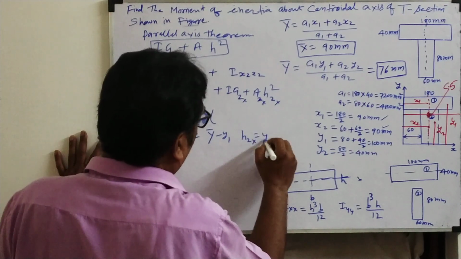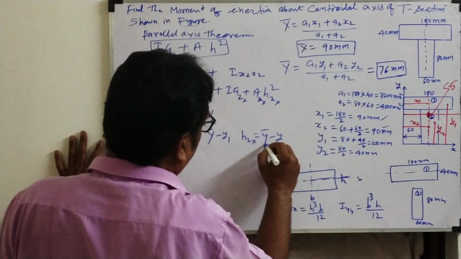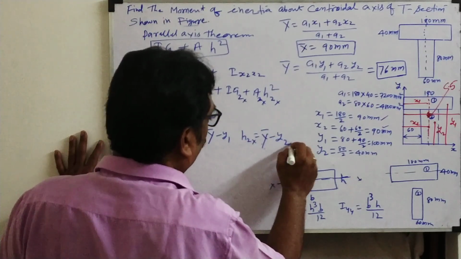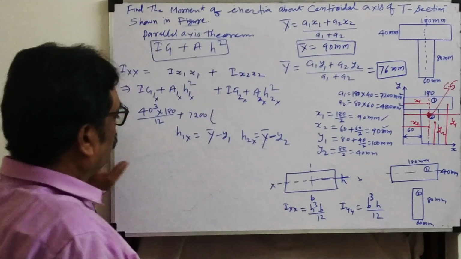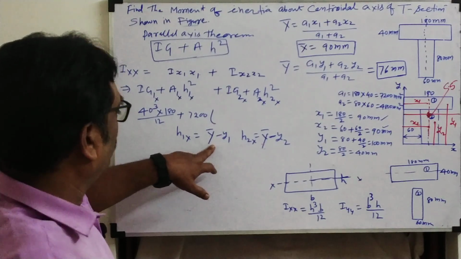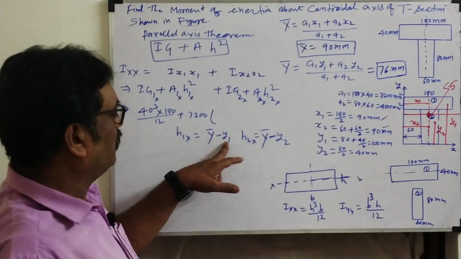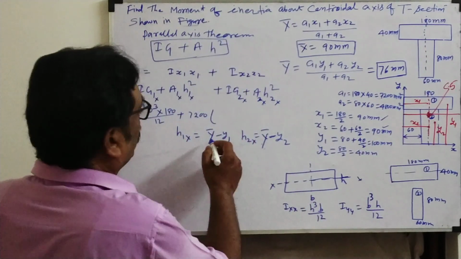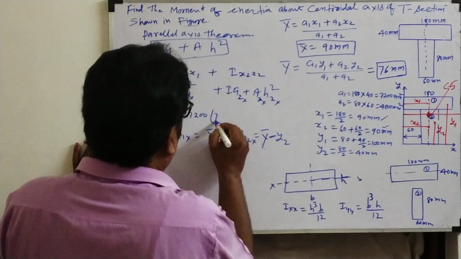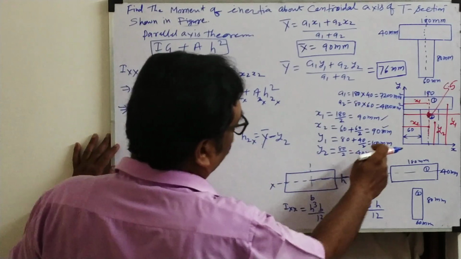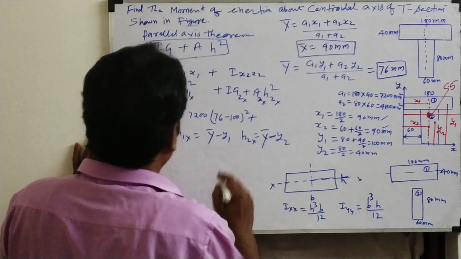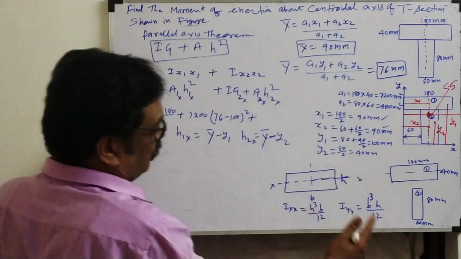H2x is nothing but y bar minus y2. So y bar is the final center of gravity, y1 is the individual section's center of gravity, and y2 is the individual center of gravity of the second part. So what is y bar here? 76 minus what is y1? 100, squared. Plus, look here, Ix2x2.